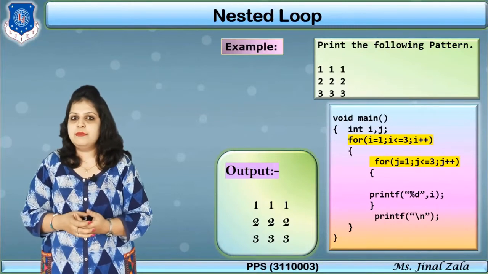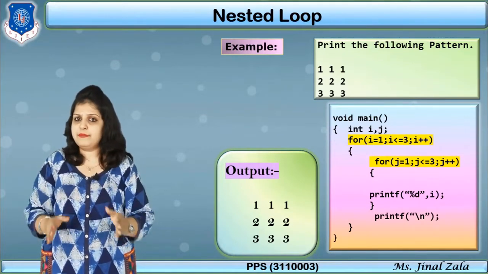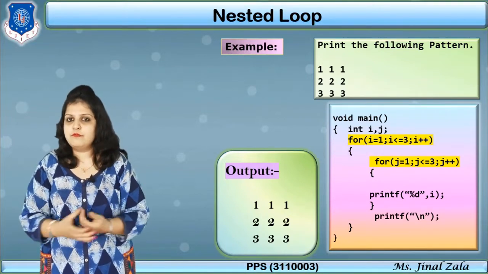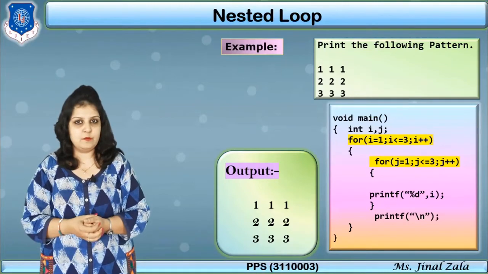And we can build many different patterns like triangle form, pyramid shape, hexagon form, all types of forms we can build using nested loops.